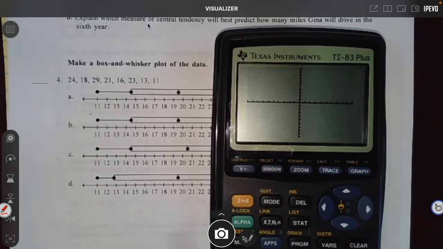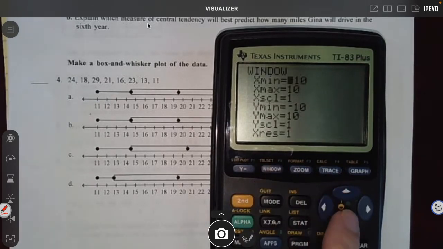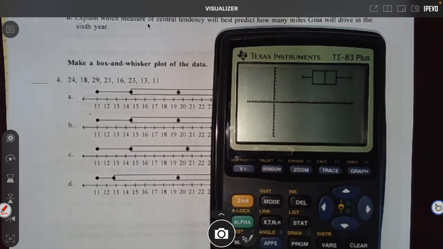Go to your window, press window, and I need to go out further on my x-axis. Usually 30. Yeah, that's what I'm going to press. Let me look at 30. Oh, that's perfect. Okay, mine was already done for some reason.